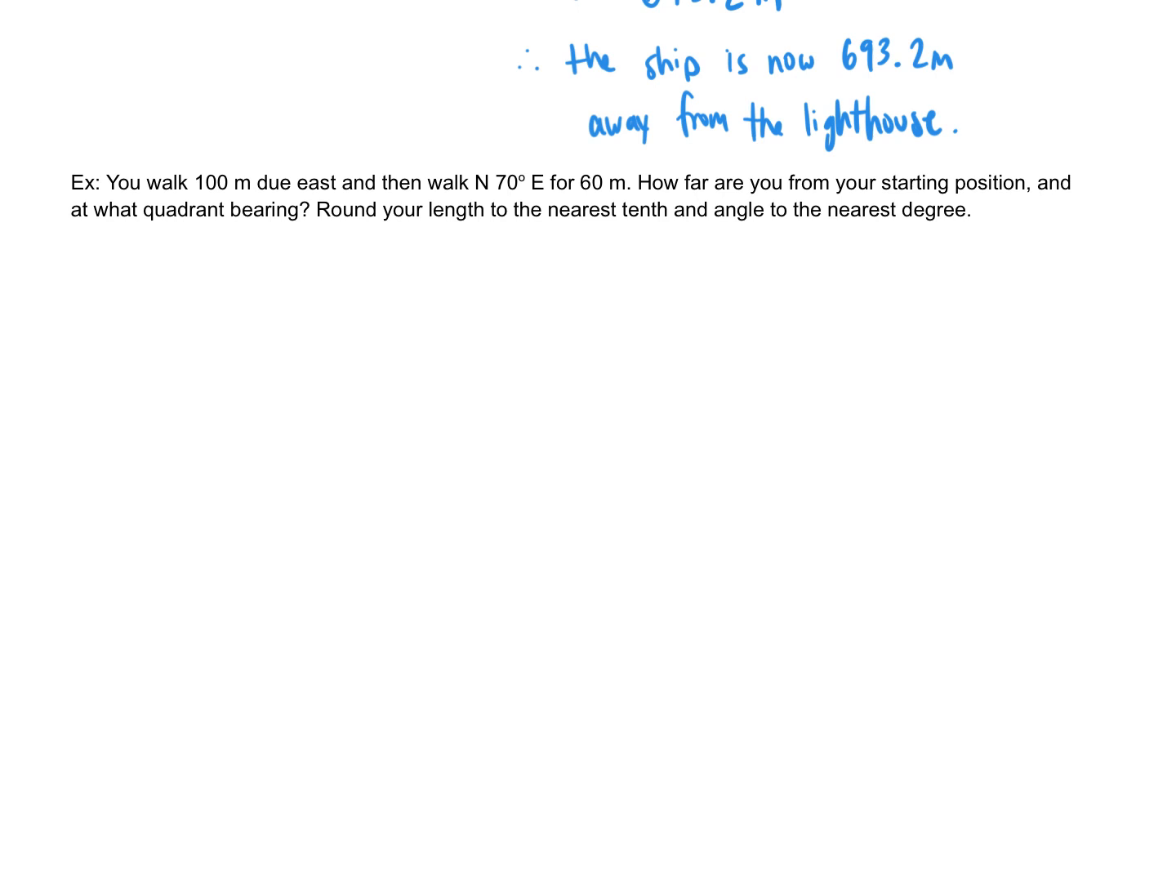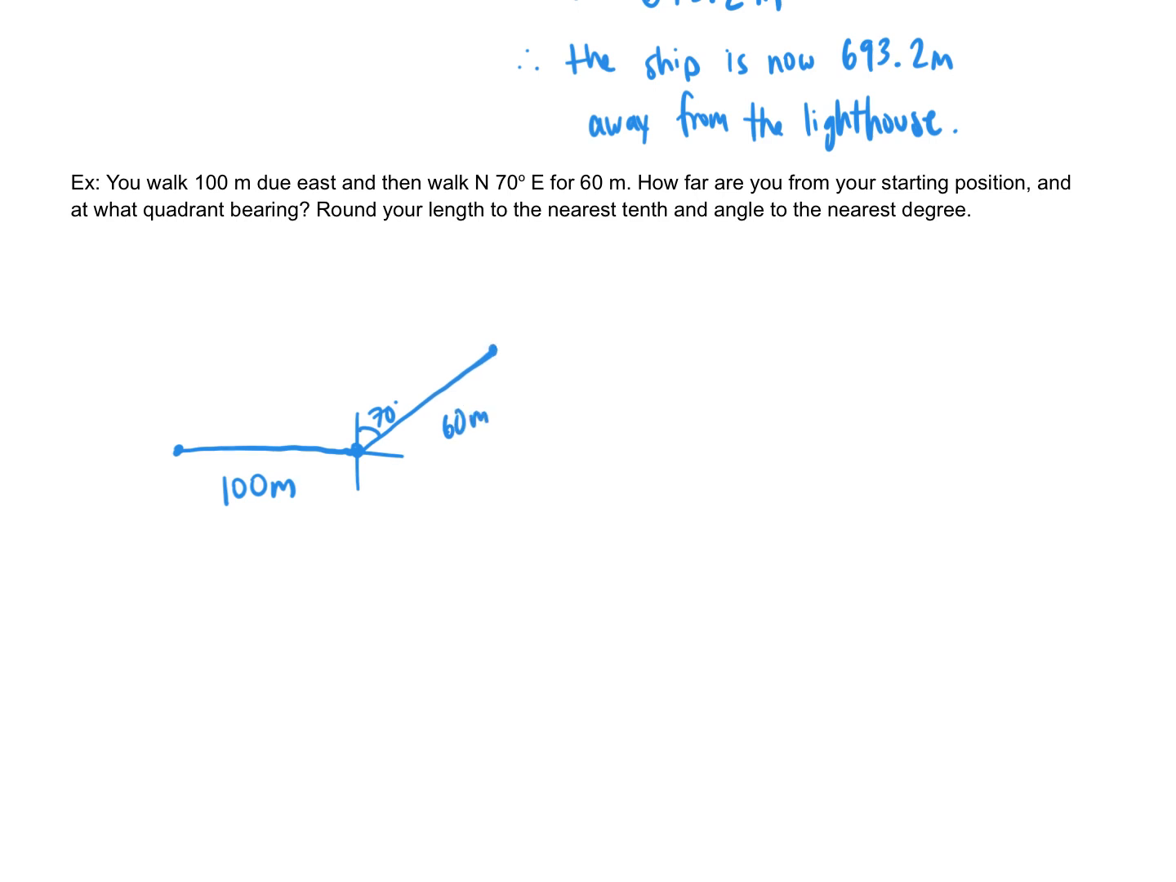You walk 100 meters due east, then walk north 70 degrees east for 60 meters. How far are you from your starting position and at what quadrant bearing? Round your length to the nearest tenth and the angle to the nearest degree. Okay, so I'm starting here and I'm going towards the east 100 meters. Then I change directions. So when I change directions, I'm going to draw a little compass, and I'm going north 70 degrees towards the east for 60 meters. That's where I end up.